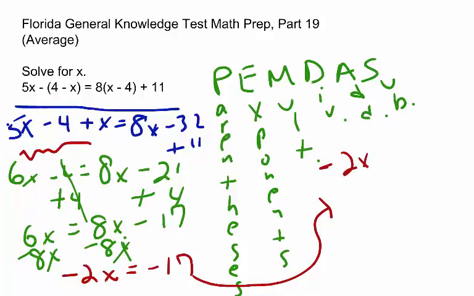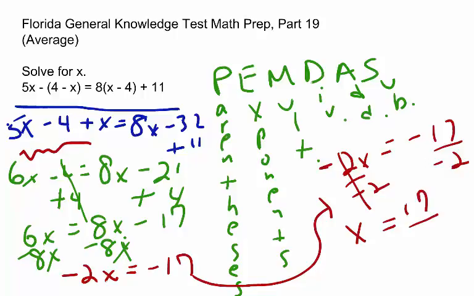From here, we can divide by negative 2 on both sides. That leaves us with 1x, or x, on the left-hand side, and negative 17 over negative 2 on the right. A negative dividing a negative gives us positive. So in this case, x is equal to 17 over 2. This concludes our example, and we'll see you next time.